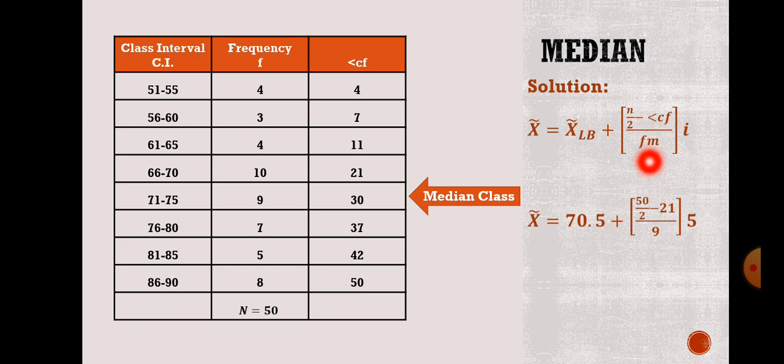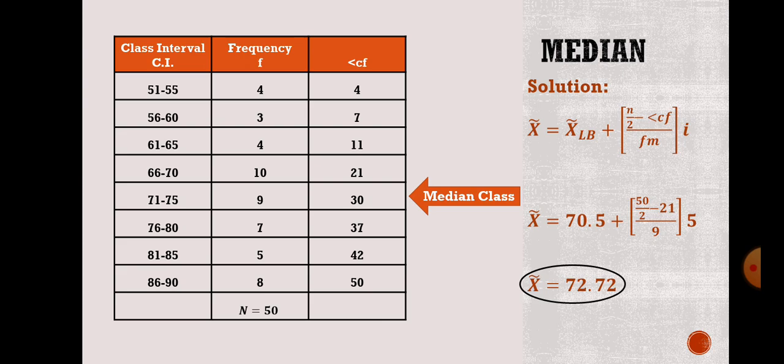And then we have Fm as the frequency of the median class. So our median class is this. So the frequency of the median class is 9. And then we have I, which is equal to 5. So paano natin nakuha yung class size na 5? Pwede natin bilangin yan: 51, 52, 53, 54, 55. So 5. Sa isang class, meron tayong 5 data. Also we have 71, 72, 73, 74, 75. That is still 5. So therefore, the value of I is 5.